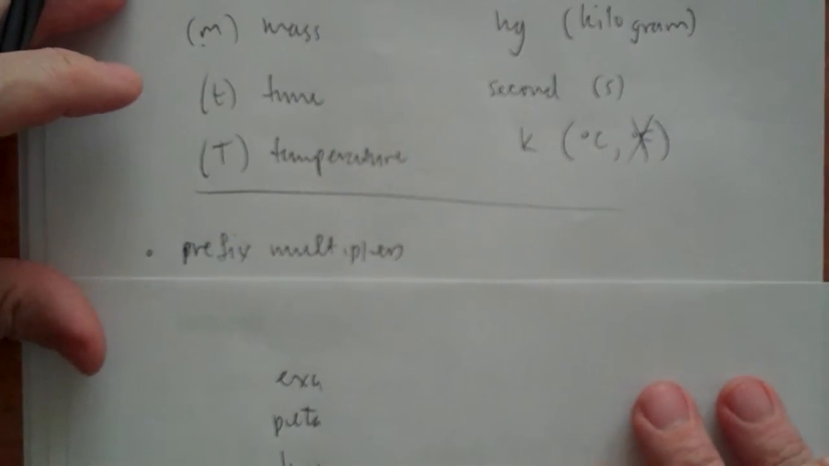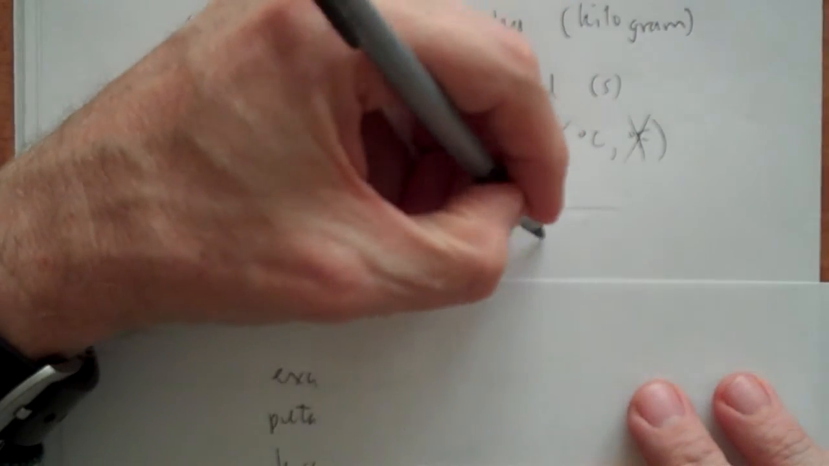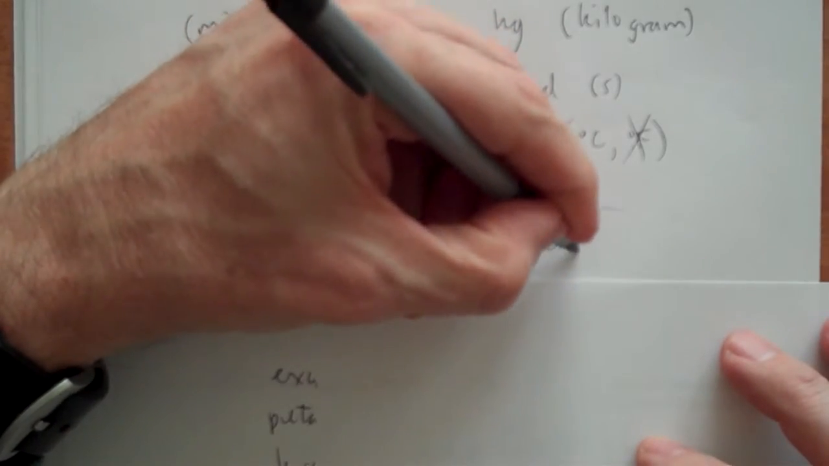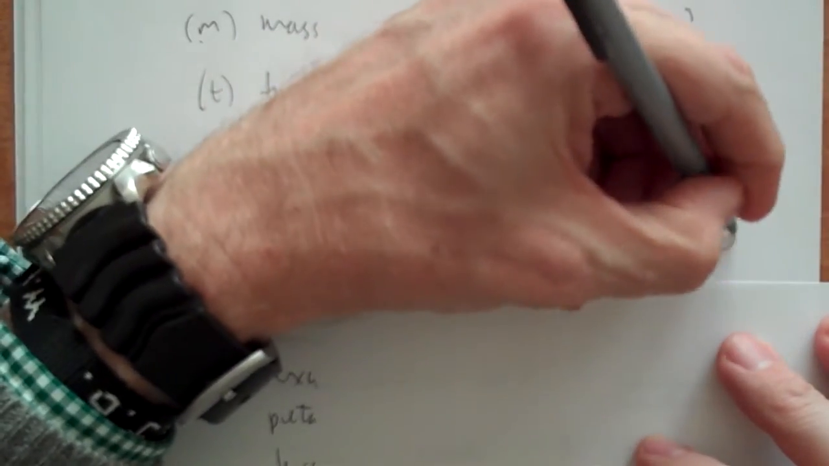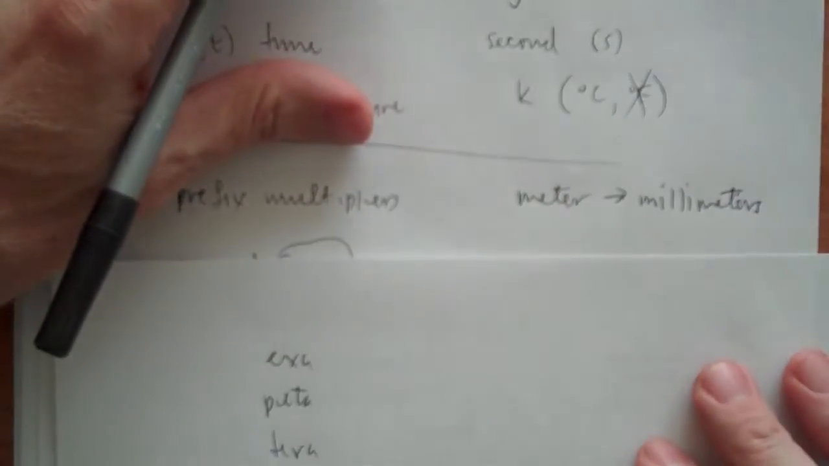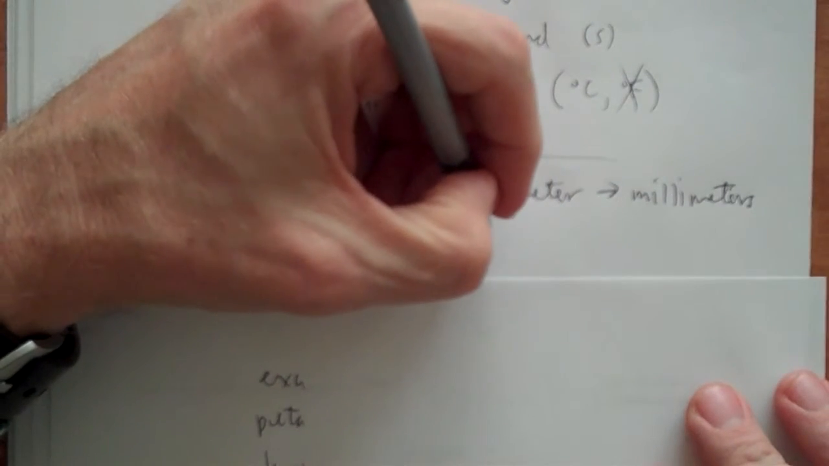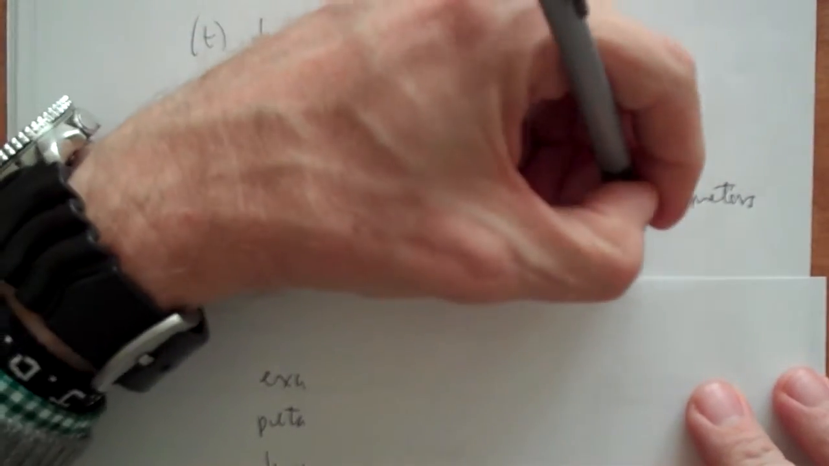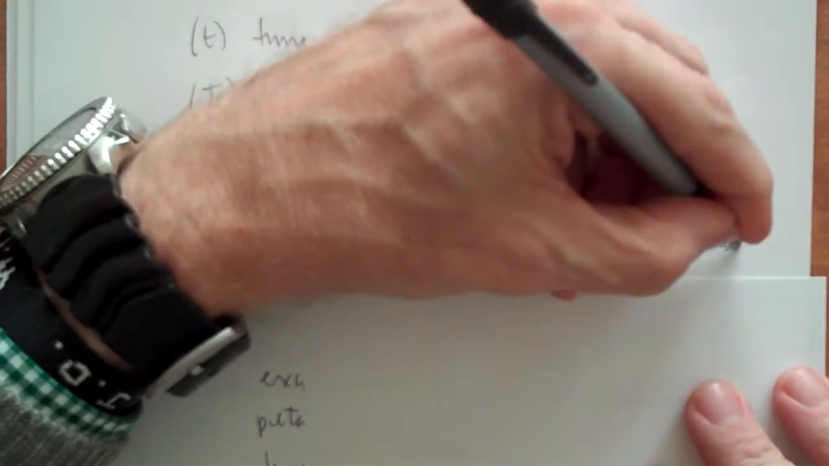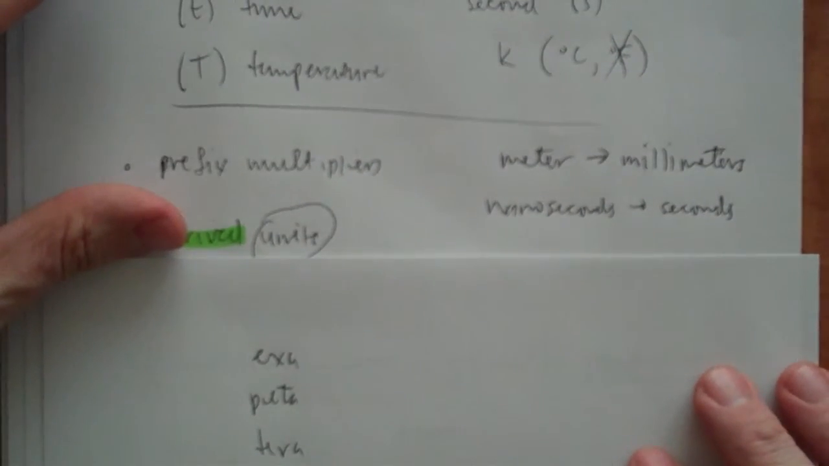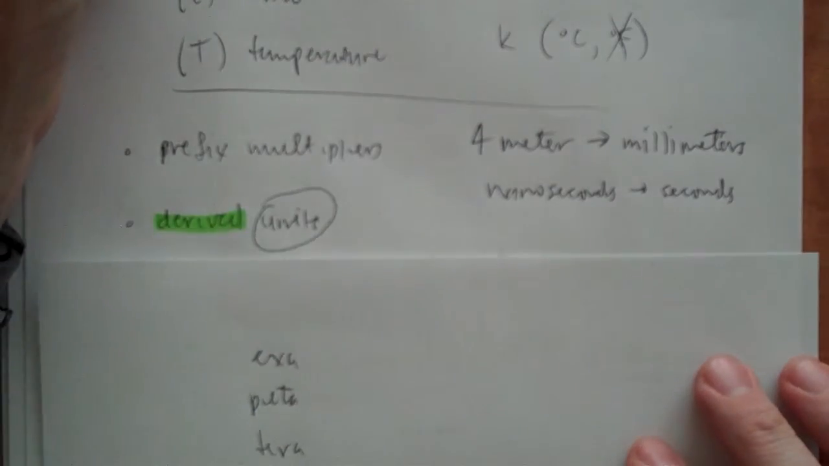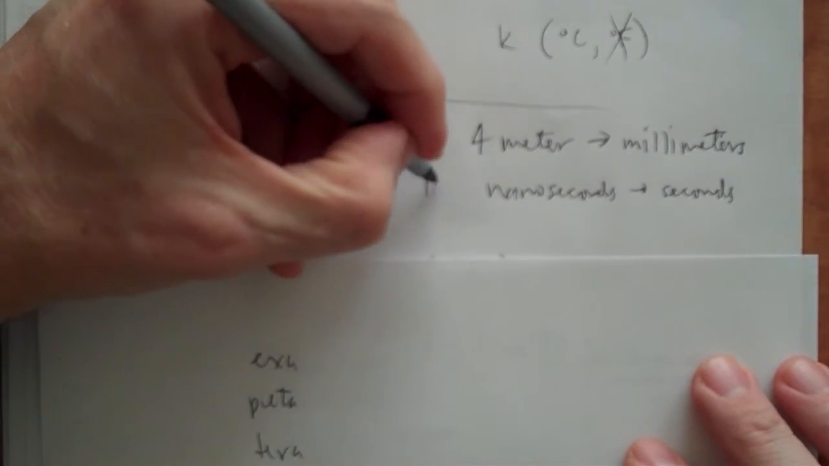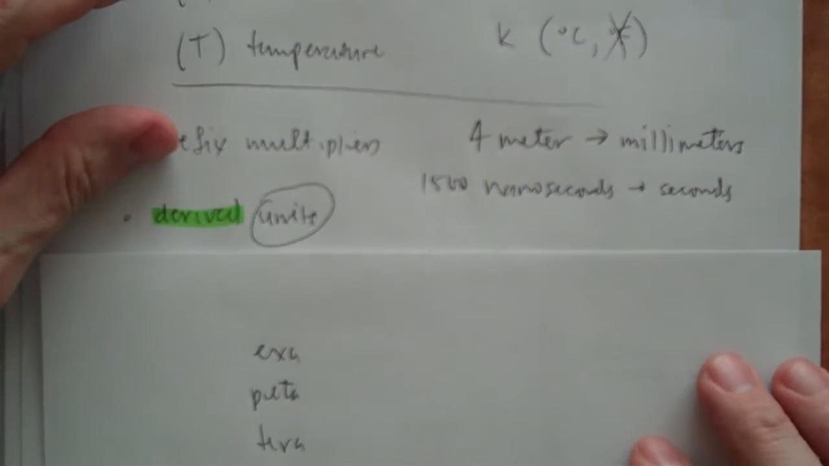You're going to have to be able to convert from, let's say, meters to millimeters. That's going to be a really common question for you. Or from nanoseconds to seconds. Those are some really common questions. So let me give you a quiz here. I won't even give you the answer now. Let's say you've got 4 meters. How many millimeters is that? And let's say you've got 1,500 nanoseconds. How many seconds is that?